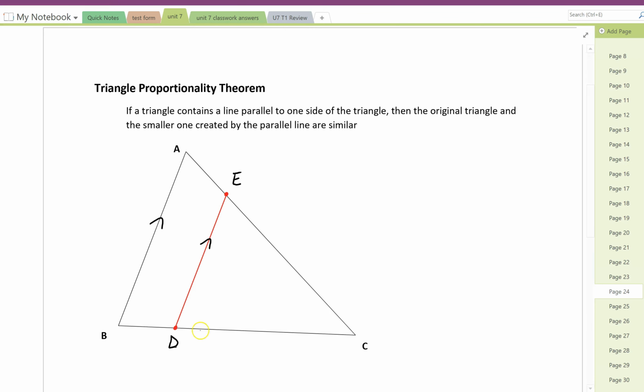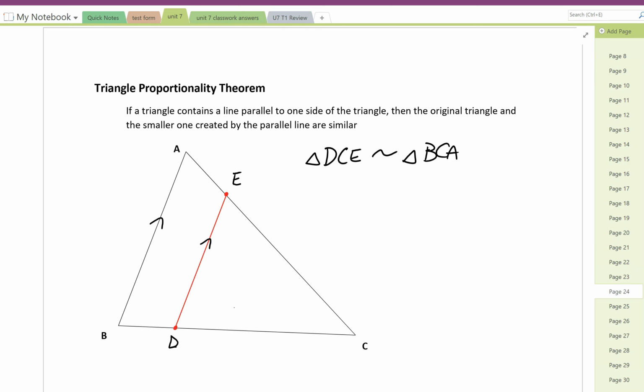Okay, so triangle DCE, the smaller one, is going to be similar to triangle BCA, right? As long as this red line that I've drawn is parallel to AB, I've created a similar triangle, right? And it doesn't have to be right there. I could do a parallel line anywhere inside of the triangle, parallel to any of the three sides. That's just the one I did for example here.